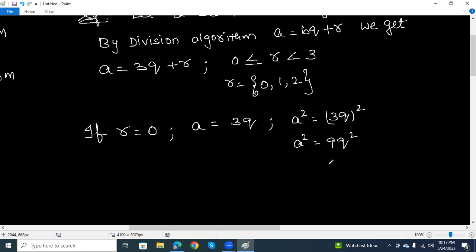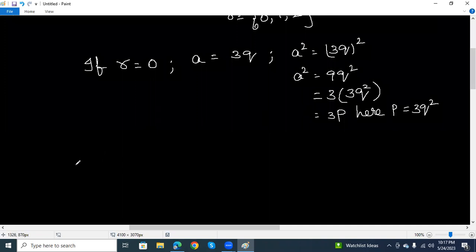So whatever number we get, we need to put it in the 3p form or 3p plus 1 form. So let's take 3 common here. What do we get? 3 3s are 9, so 3q square. So can I write this in the 3p form? Here p is equal to 3q square in this case.